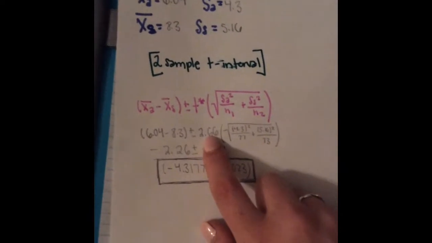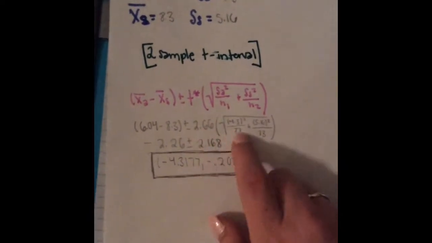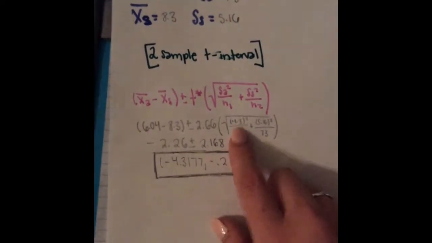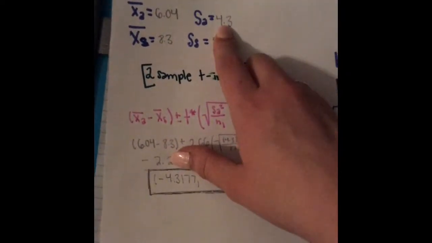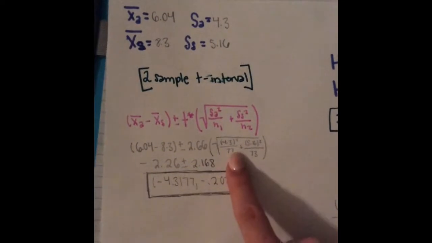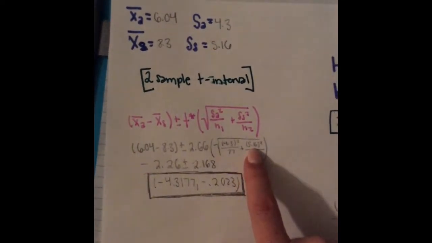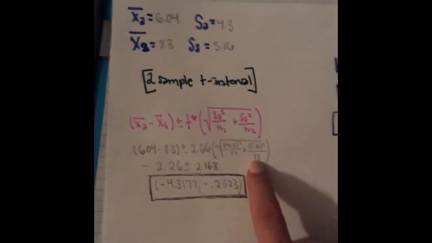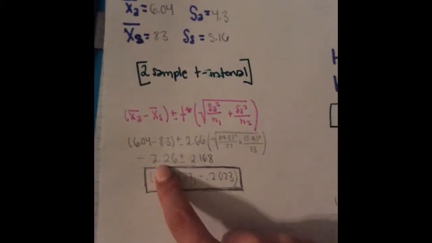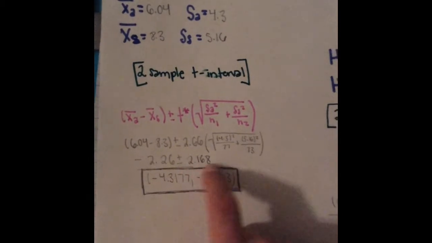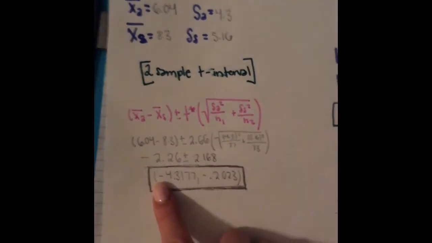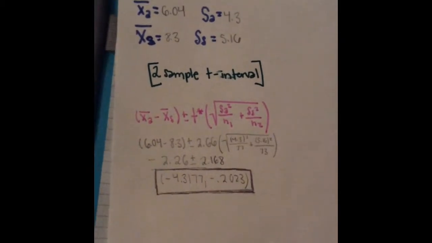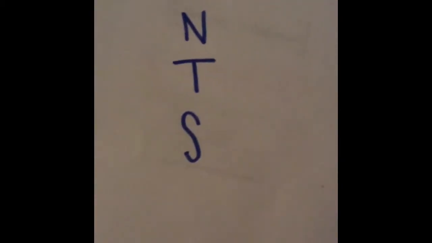We plug in 2.660 for t star, and then we do the square root of 4.3 squared all over 77, because 4.3 is the standard deviation and 77 is the sample size, plus 5.6 squared all over 73, because that's the sample size. Then we end up with negative 2.26 plus or minus 2.168, and that gives us an interval of negative 4.317 to negative 2.023.